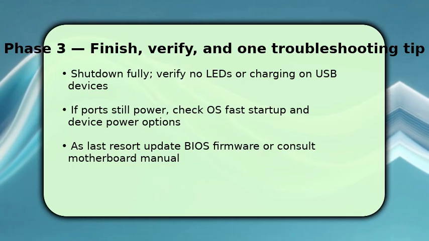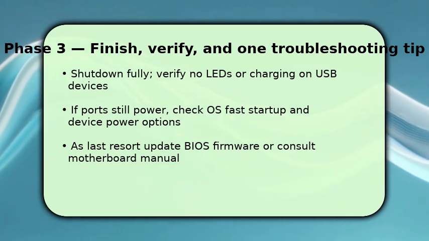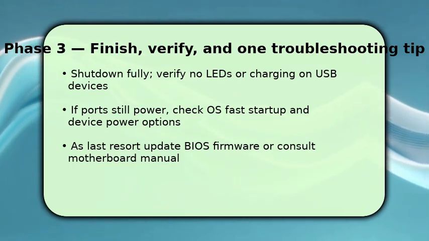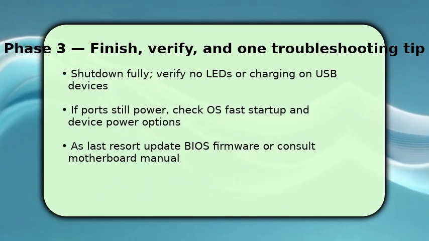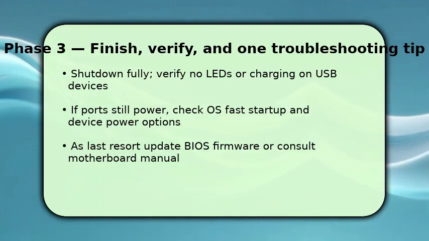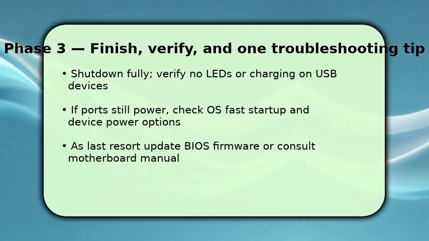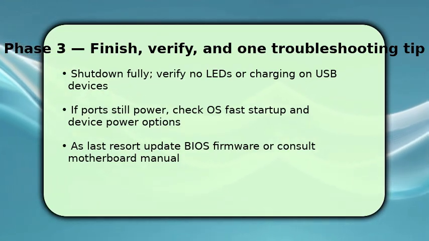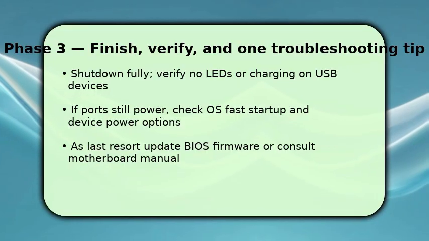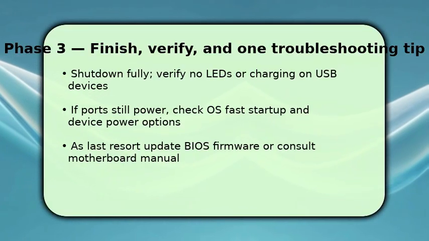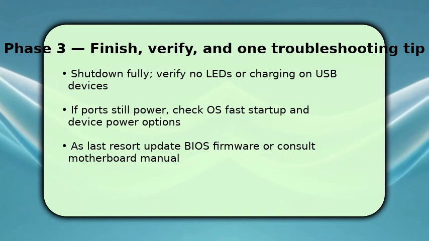If ports still provide power, make sure you disabled Fast Startup in the OS and turn off any per-device power management in Device Manager. Sometimes Windows can reassert control. If problems persist, update the motherboard firmware, double-check jumpers or front panel wiring, and consult the manual. And remember, try one change at a time so you can reverse settings safely.